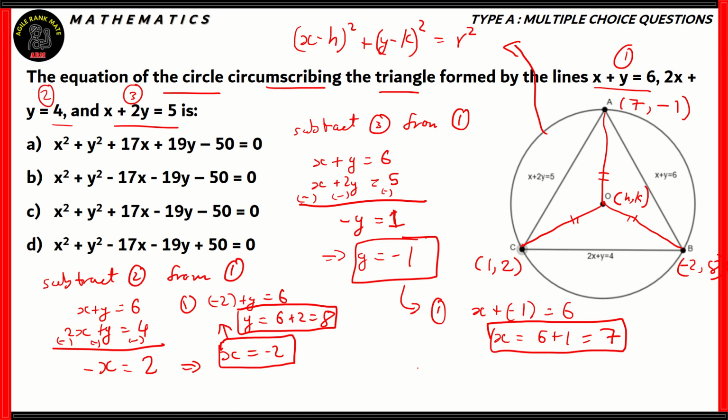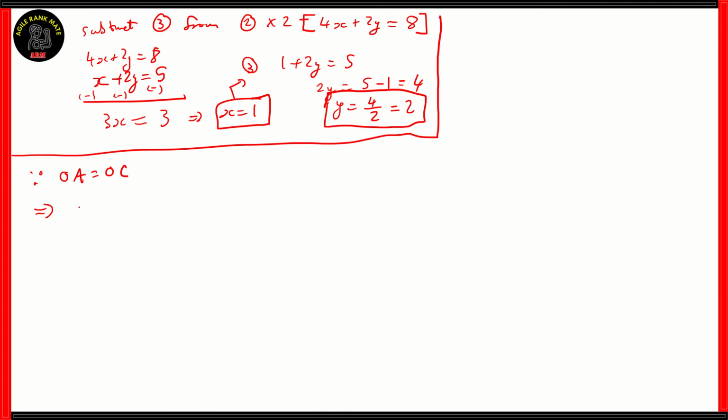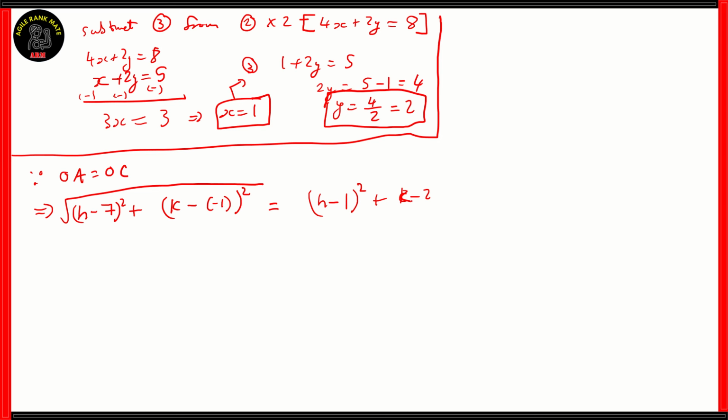All right? So since OA equals OC, we're going to use their coordinates for the distance formula. So in this case, it'll be h minus 7 the whole squared plus k minus -1 for A the whole squared under root. And on the other side for OC, it'll be h minus 1 the whole squared plus k minus 2 the whole squared.